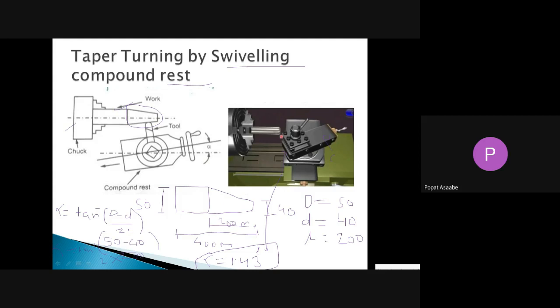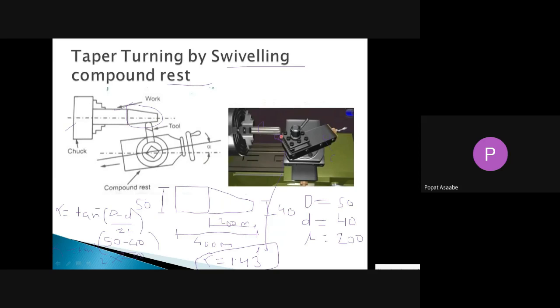Okay, now after rotating, suppose you have to imagine the position of your compound rest, it will be looking like this. And your tool will be inclined like this. Okay, now we want to start your lathe machine, means your workpiece starts to rotate in anti-clockwise direction, and just we want to give the feed to that compound rest.